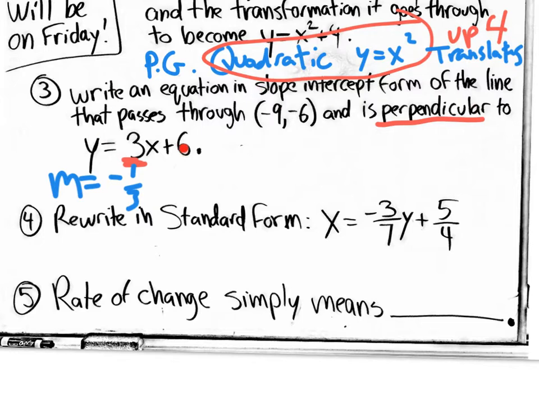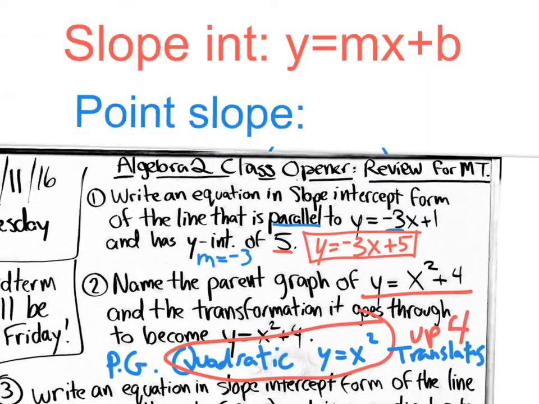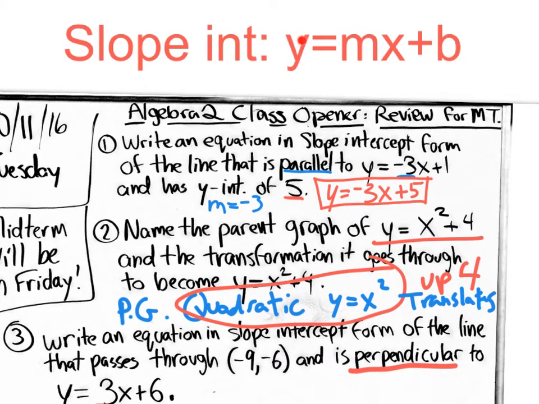Nowhere in this sentence does it say the y-intercept is 5 or the y-intercept is 2. In other words, we don't know the b value, so we cannot write it in slope-intercept form, y equals mx plus b. In order to write it in slope-intercept form, you need an m and you need a b. So far, we only have an m. So we cannot use slope-intercept form.